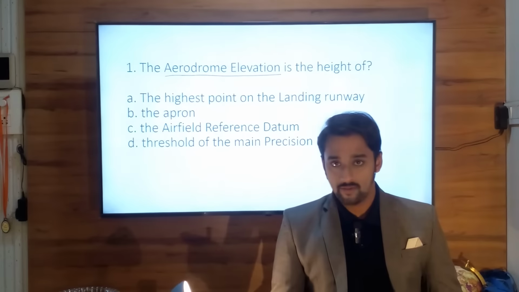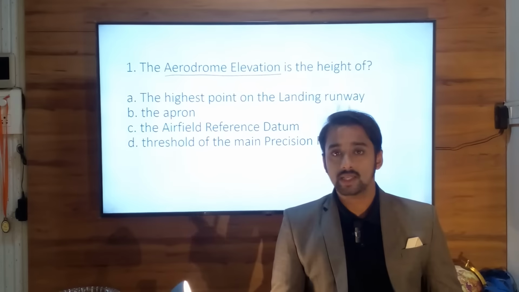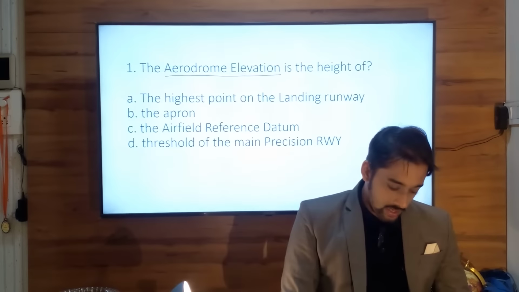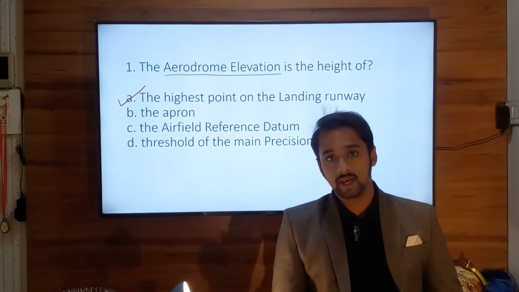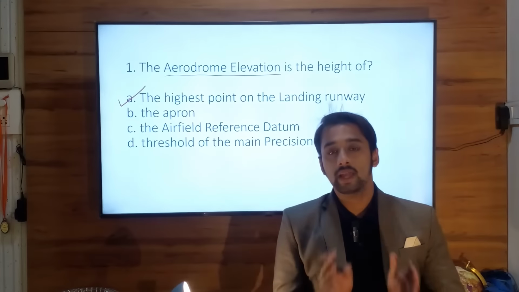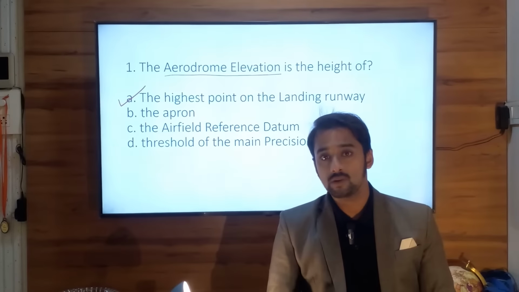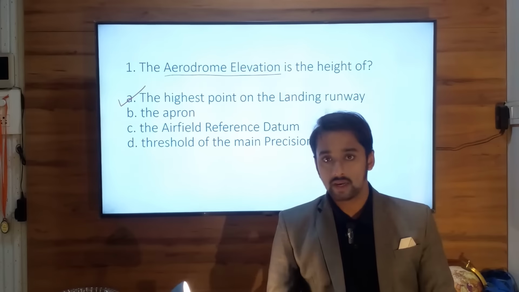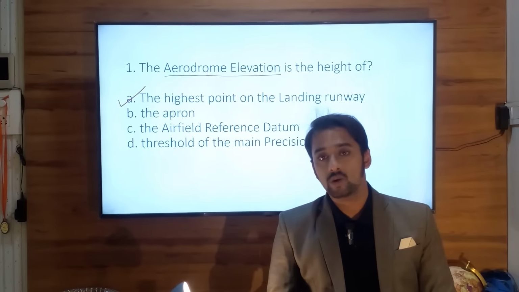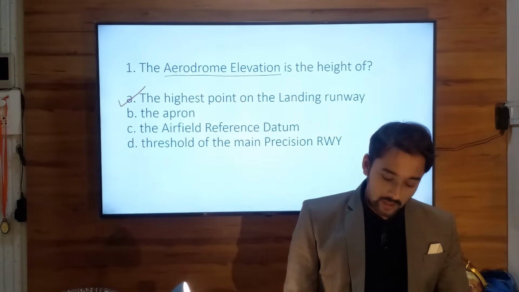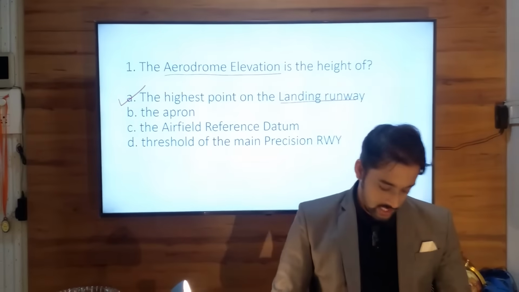According to ICAO definition, aerodrome elevation is regarded as the highest point on the landing runway. The airport might be very large in area, but we have to take the runways at that airport, the runway in use or the landing runway, and out of all the runways, the runway with the highest point will be the elevation of that airport. So the highest point on the landing runway is called aerodrome elevation.